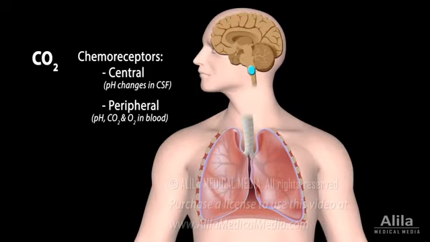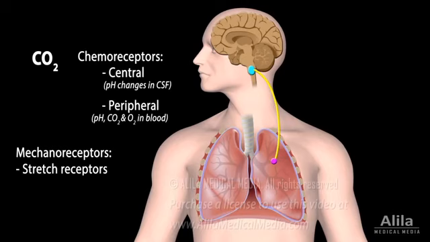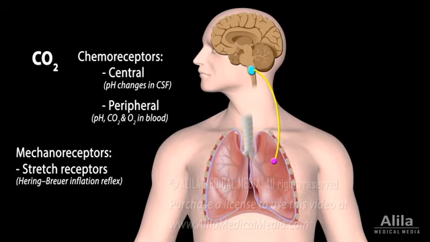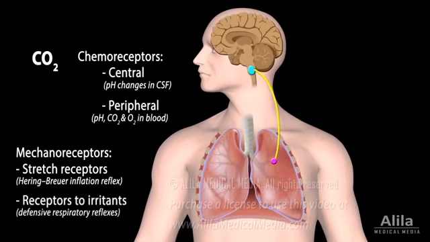The respiratory center also receives input from various mechanoreceptors in the lungs, which transmit information about the mechanical status of the lungs via the vagus nerve. For example, pulmonary stretch receptors present in smooth muscle of the airways are activated when the lungs are excessively inflated and trigger the inflation reflex, which stops inspiration and prolongs expiration. Other receptors respond to inhaled irritants and are responsible for defensive respiratory reflexes, such as bronchoconstriction or coughing.